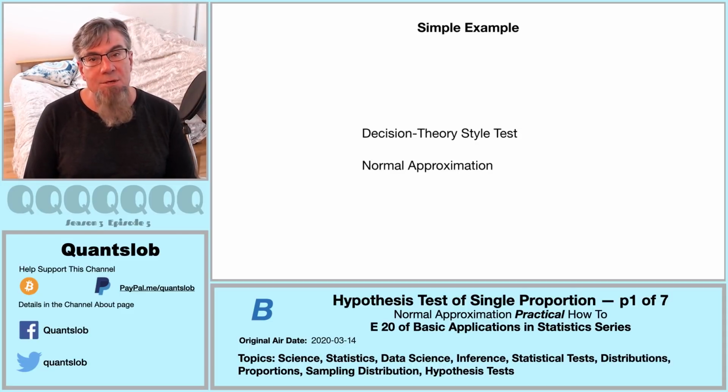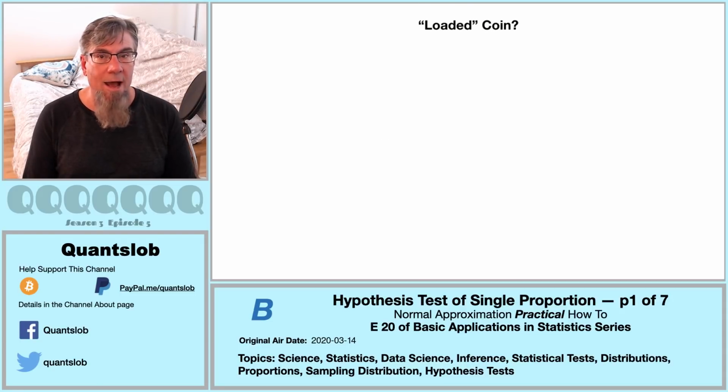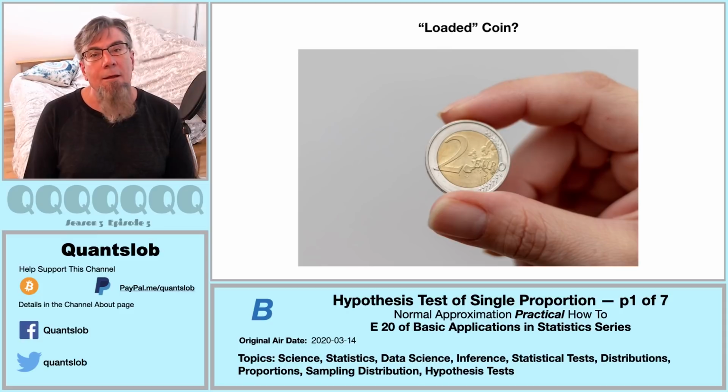Suppose a friend hands us a coin and says that they believe it is loaded. So of course, we ask why they think it's loaded. And our friend simply says that a stranger gave it to them and said it was loaded. So we're going to resolve to test this claim statistically.